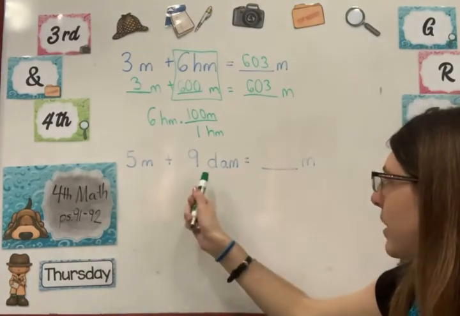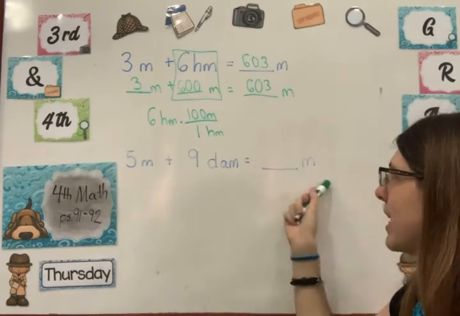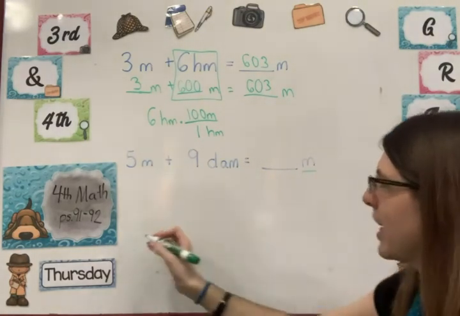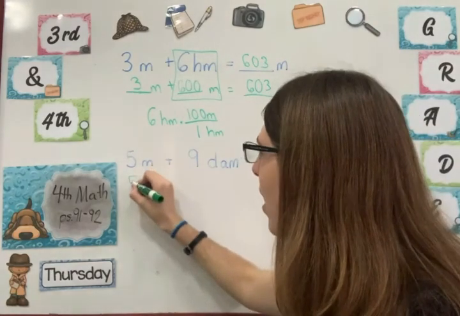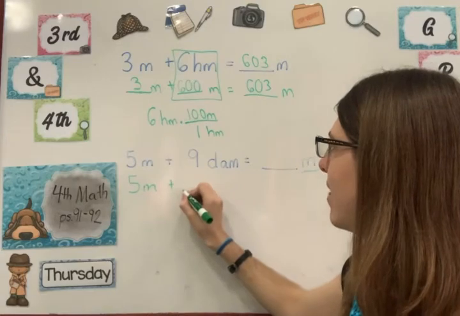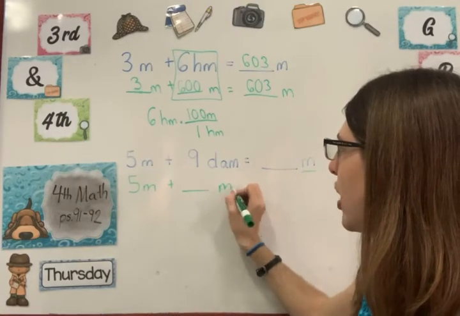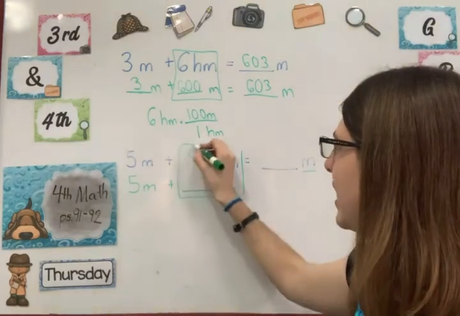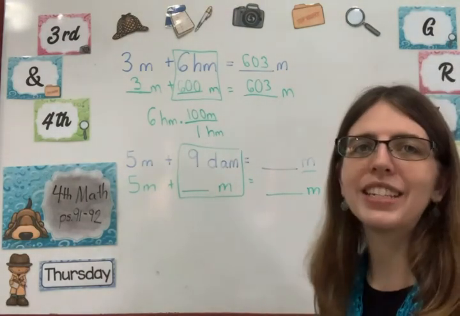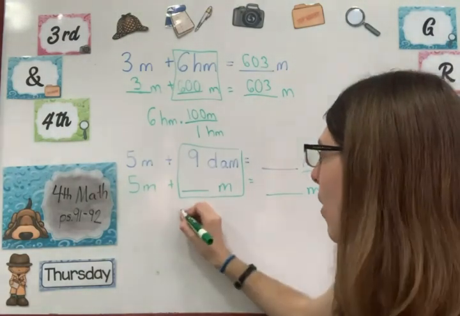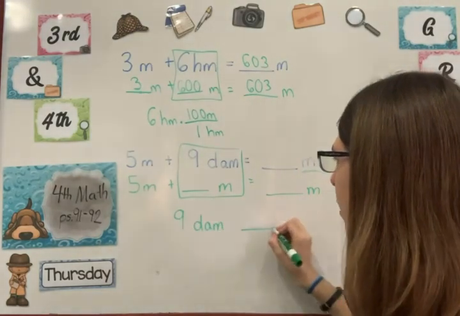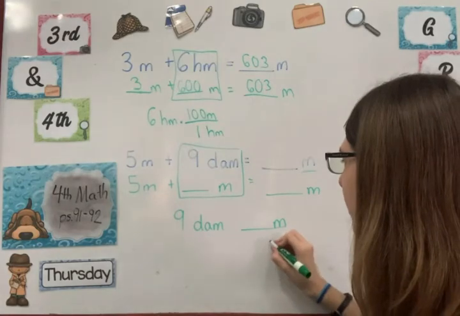5 meters plus 9 decameters equals how many meters? Okay, again, we're going to meters. So this one doesn't change because my unit is already meters. But this one does change because my unit is first in decameters. And I need to have them all in the same unit to add them. So I'm going from 9 decameters to meters.